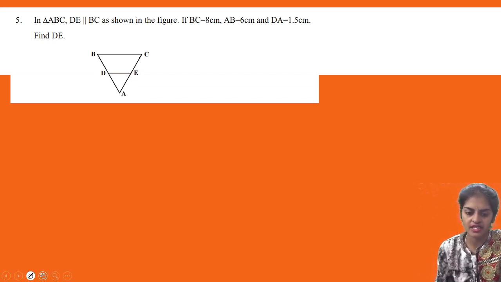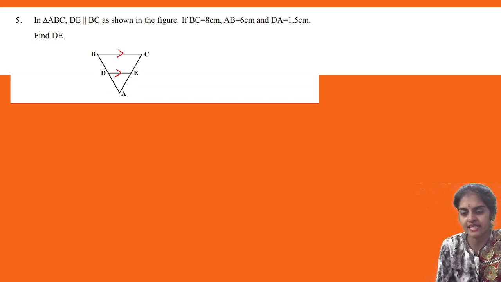So here in the next question it is given DE is parallel to BC. So these two are parallel lines. BC is 8 centimeters. Total AB is 6 centimeters. DA is 1.5 centimeters. So you need to find DE.